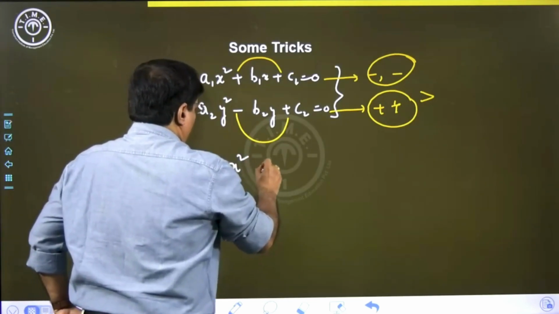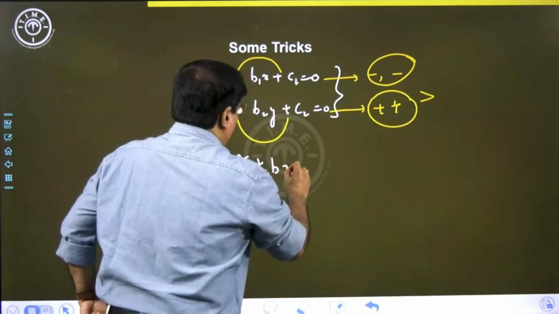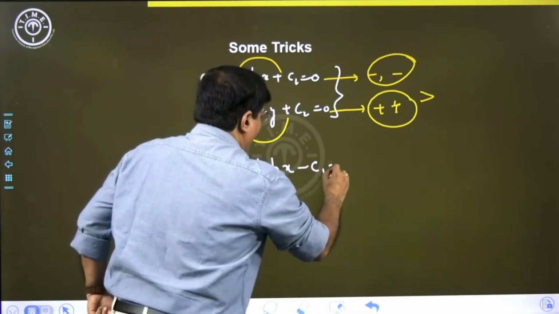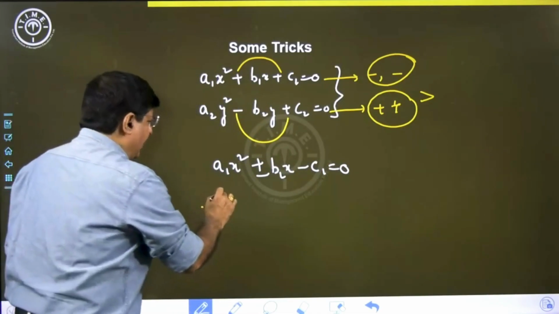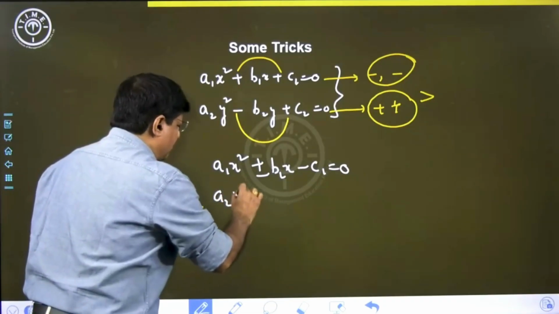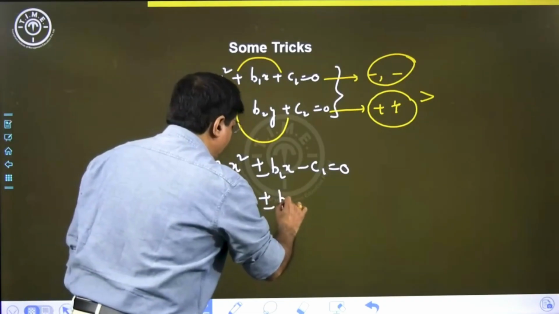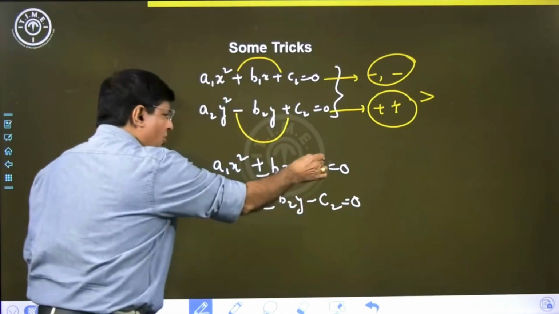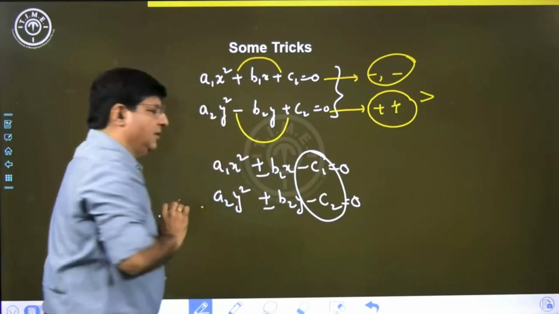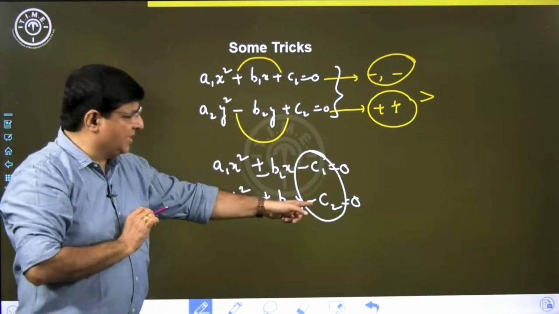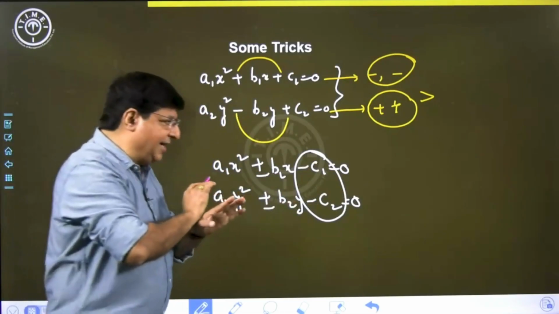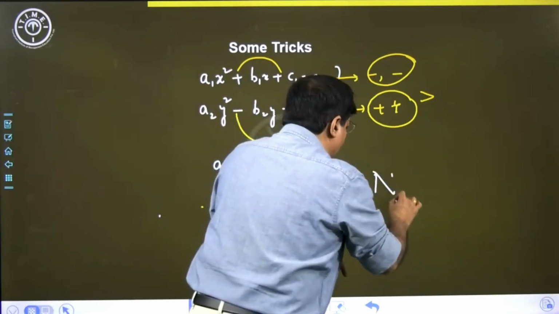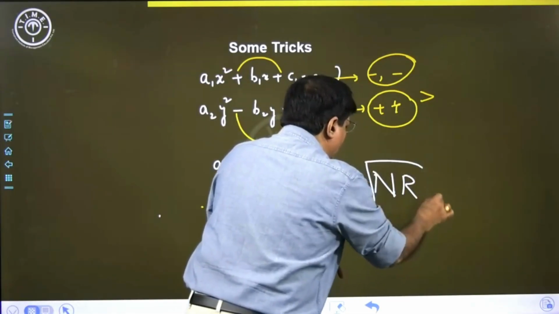A1x square plus or minus B1x minus C1 equal to 0. Second equation, A2y square plus or minus B2y minus C2 equal to 0. Look at the sign of the constant. Sign of the constant is minus in both the equations. So you can directly say that there is no relation, NR, no relation.